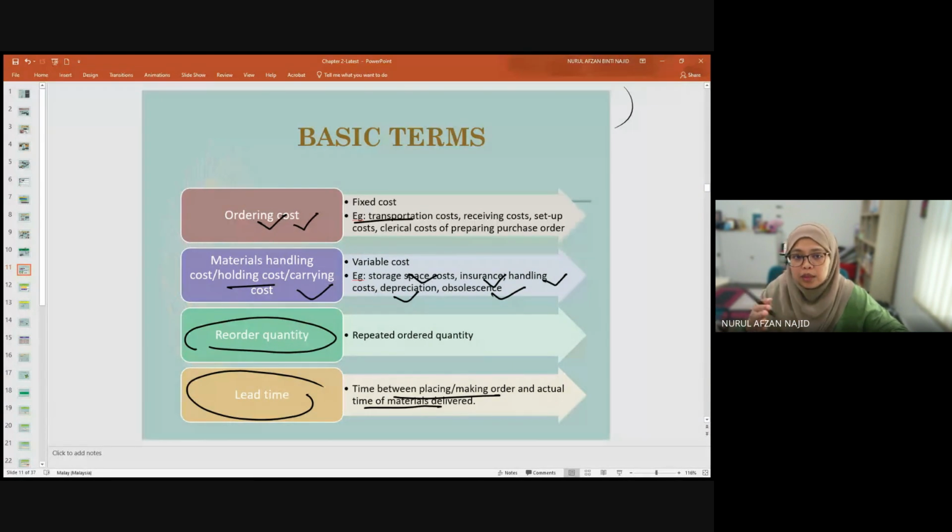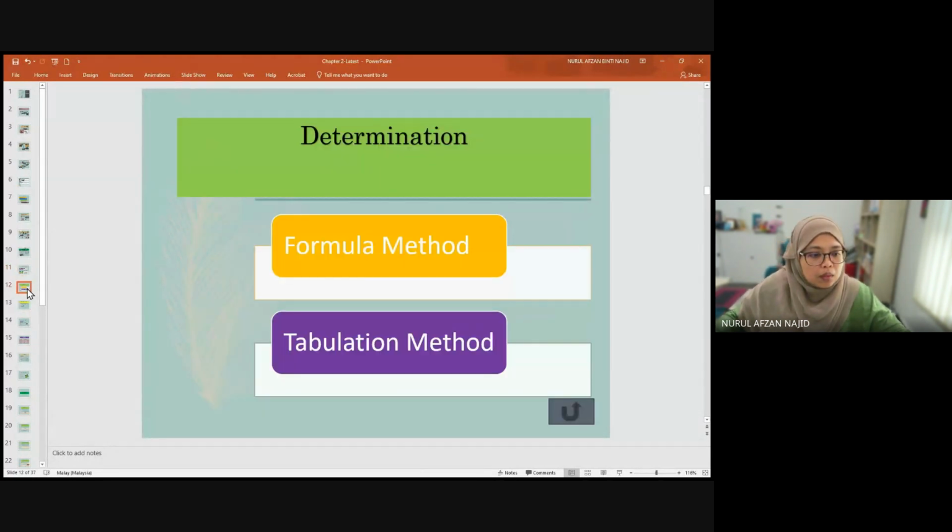Okay, between tu. Alright. So these are the basic terms yang you perlu betul-betul faham sebelum you nak menjawab soalan EOQ dan juga stock level. Okay, boleh faham? Bagi reaction. Okay, good. Alright.